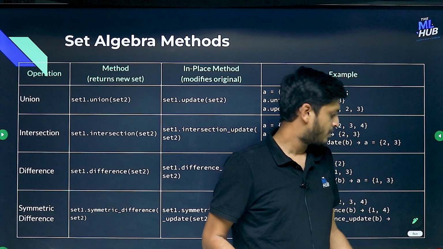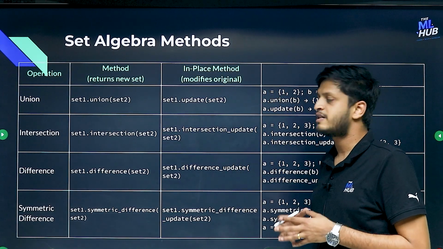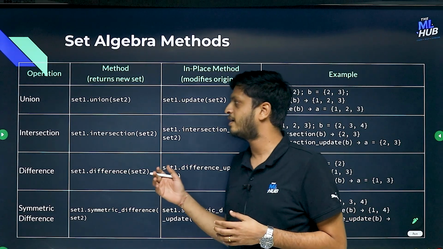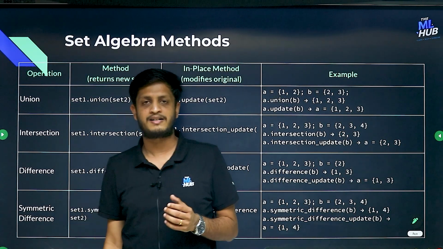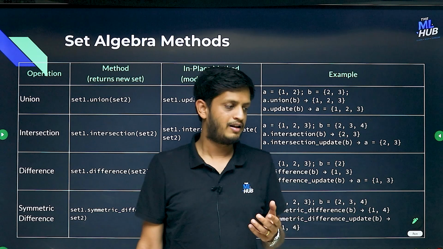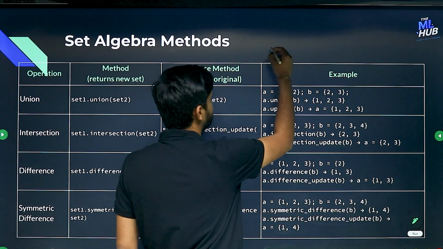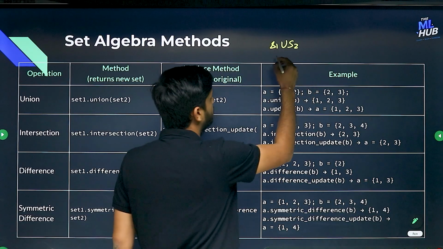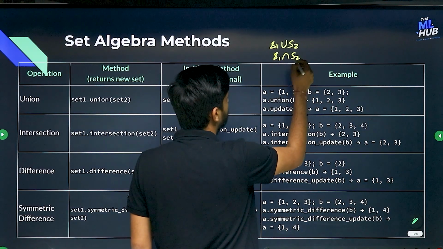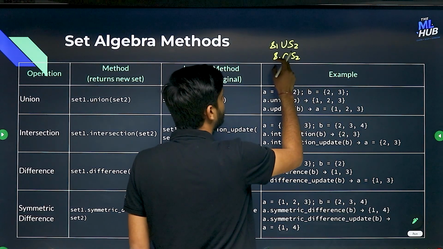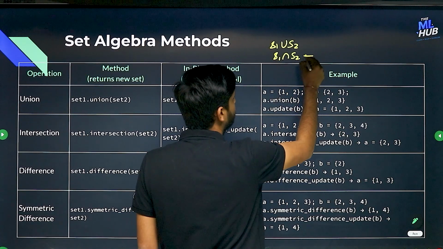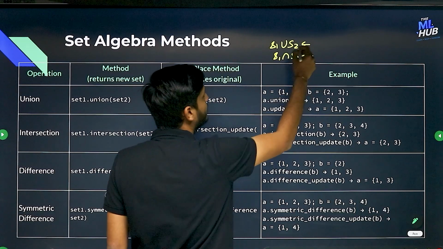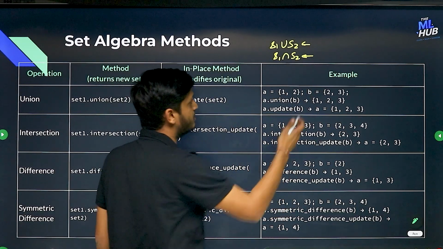Okay, now let's look at set algebra methods. We have already seen what union, intersection, difference and symmetric difference mean, right? If you want to calculate the union of two sets, S1 union S2, it means all the elements which are there in S1 or in S2. And if you do S1 intersection S2, it means all the elements which are there in both S1 and S2. So this is like OR.